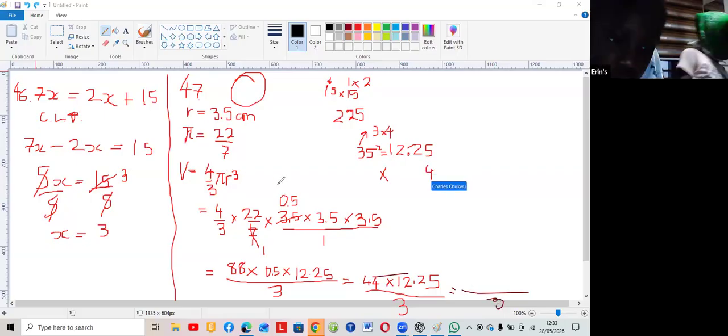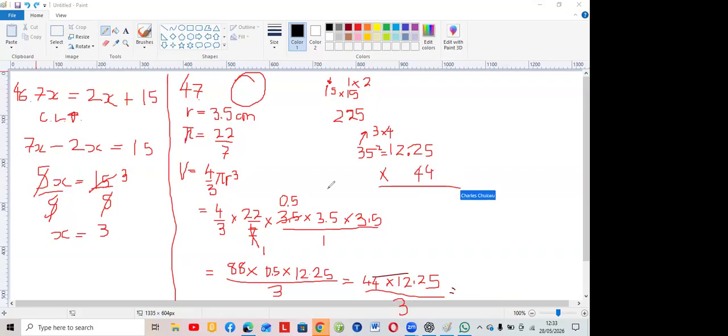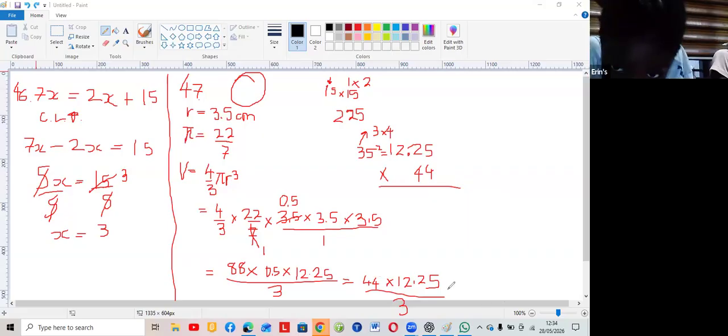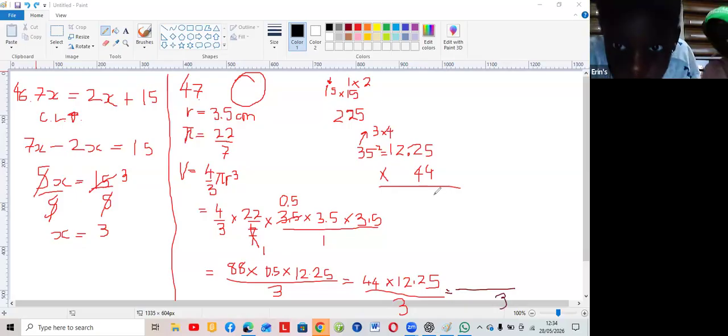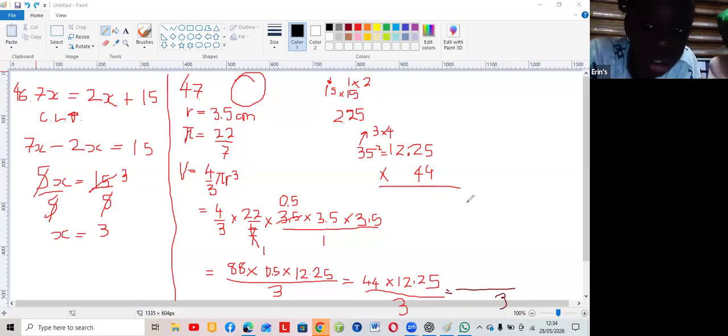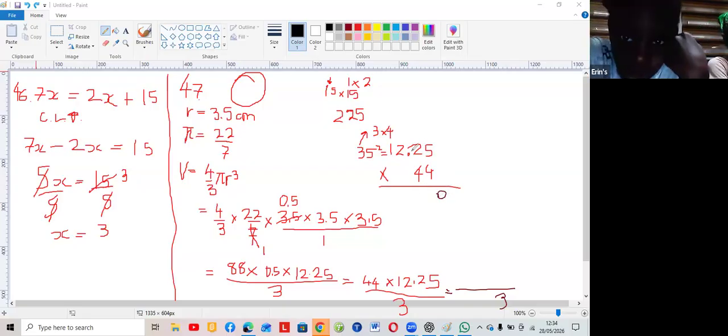Okay, so but the good thing is that the 44 are down, right? Yes, sir. So Faith, over to you. Faith. Faith, is it not you I'm calling now? Yes, sir. What are you doing?